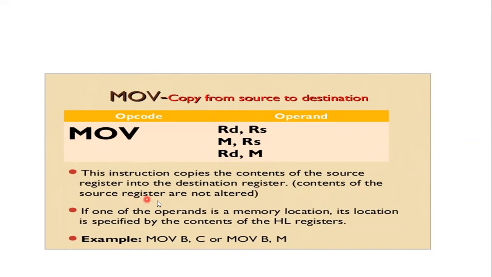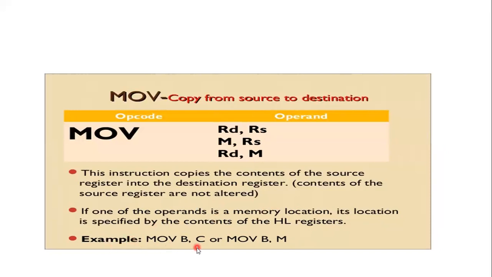The content of the source register is not altered. That is, when we copy from this to this, only this value changes, and the source value does not change. If one of the operands is a memory location, its location is specified by the content of the HL register. The HL is a 16-bit register, a combination of two 8-bit registers, which contains the memory address.